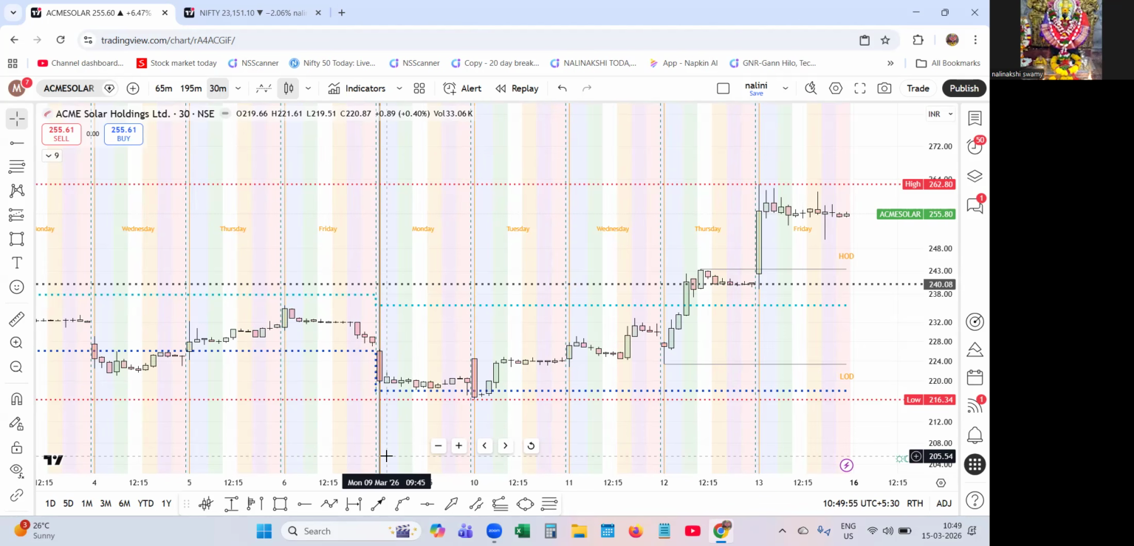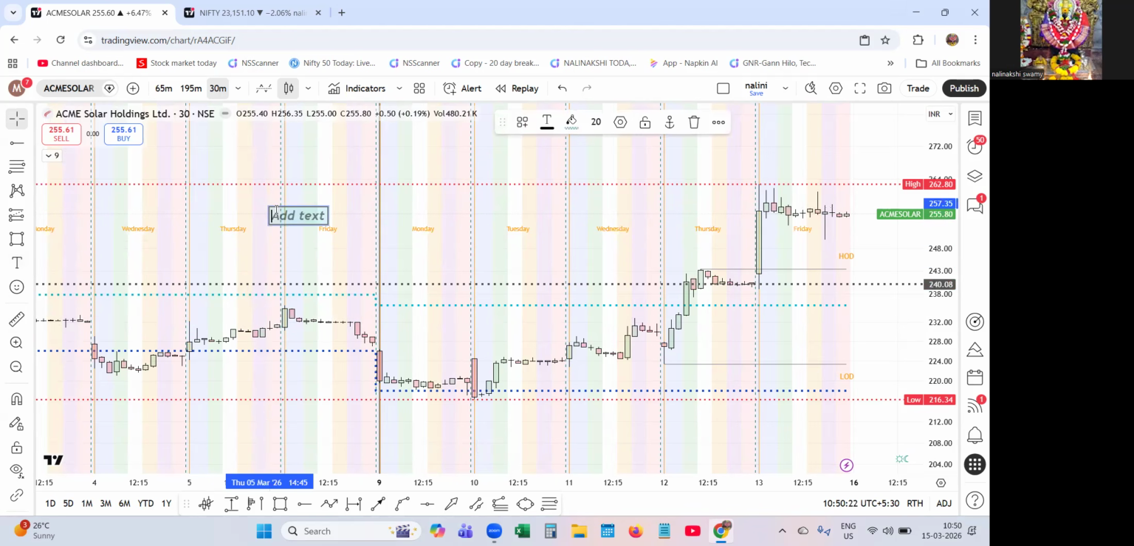You can combine this template with price action, support and resistance, and even volume analysis, and study how the market behaves at each 65-minute boundary. Over time, traders begin to notice repeating patterns, and that is when time becomes a powerful tool in trading. Let me write it down. Time becomes a powerful tool in trading.